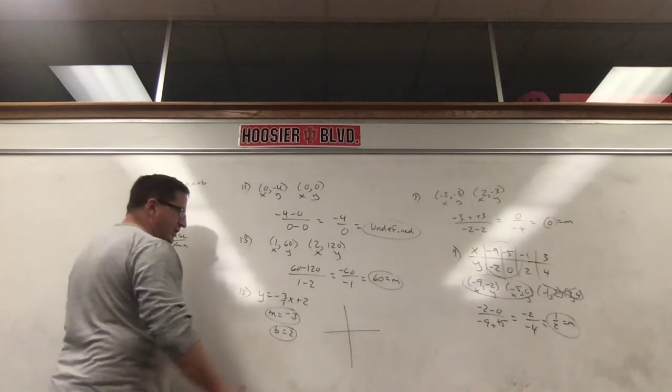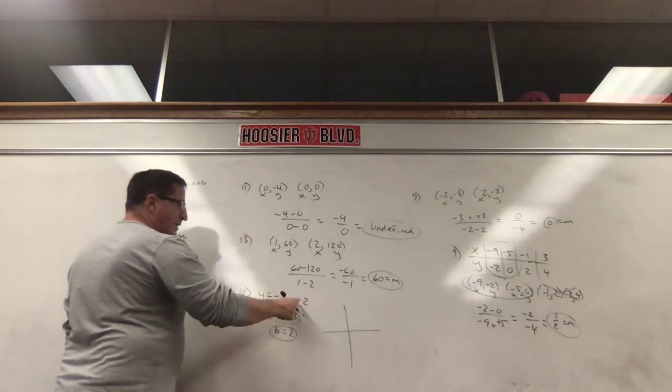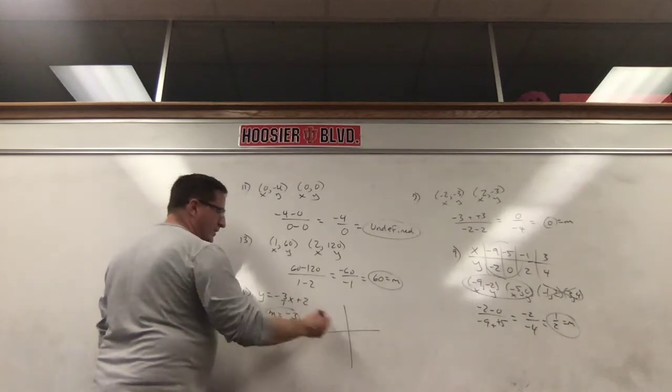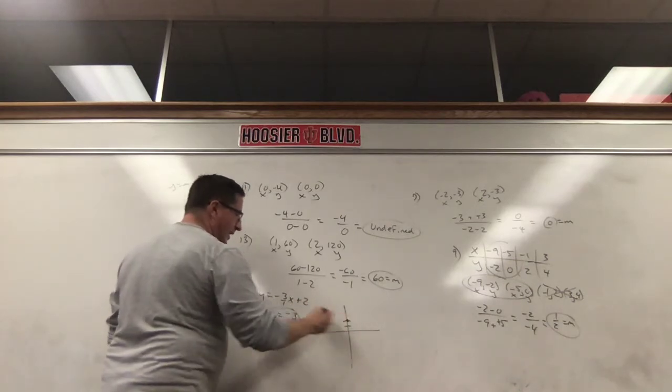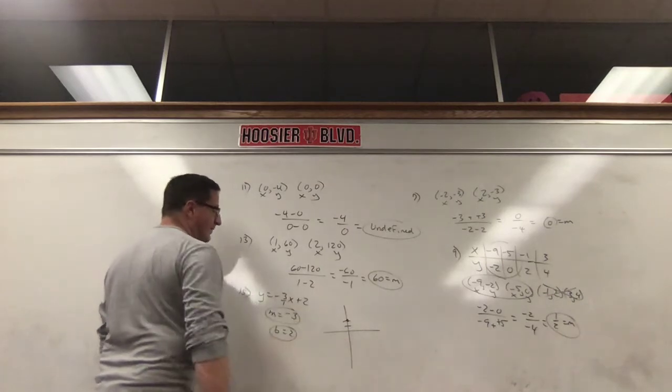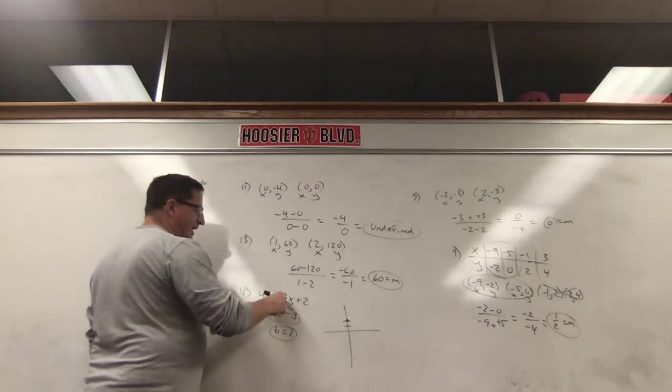To graph this, you look at your y-intercept first. It's plus 2. That tells you where to go on the y-axis. Where is y plus 2? Up 2 spots. If it said minus 2, you'd have gone down 2 spots. Then your slope is negative 3 over 1.